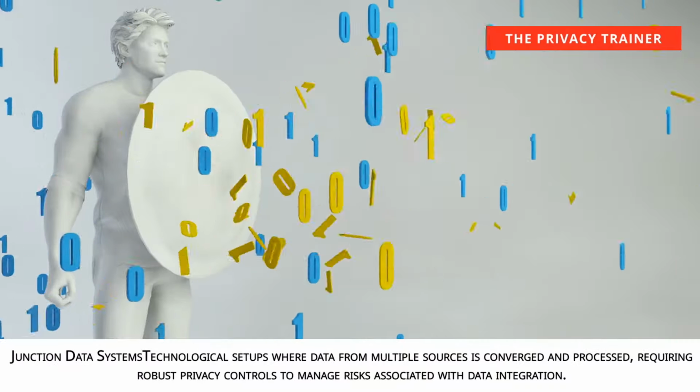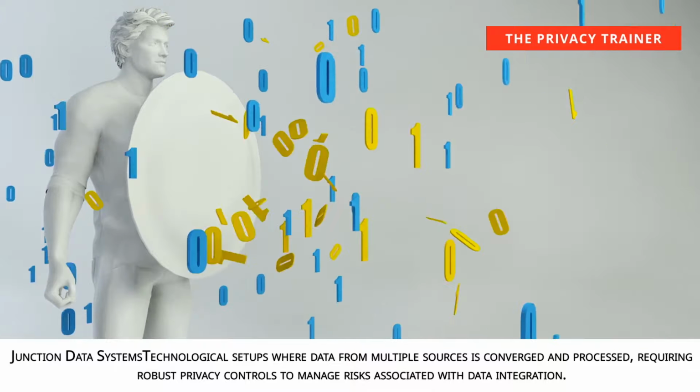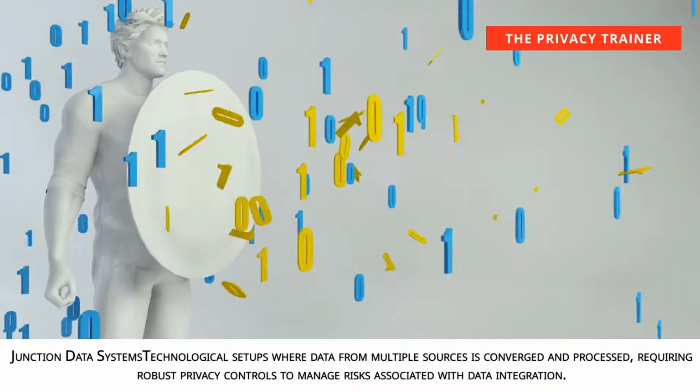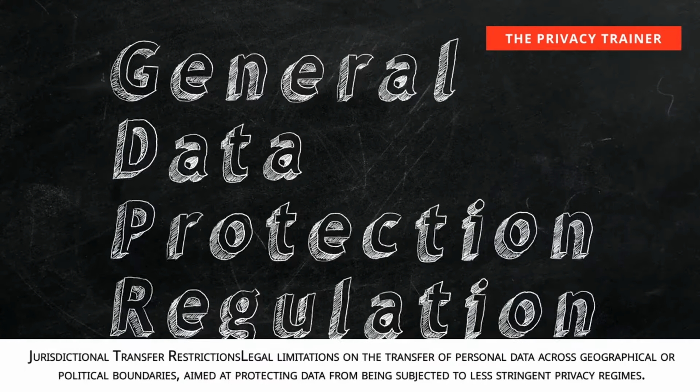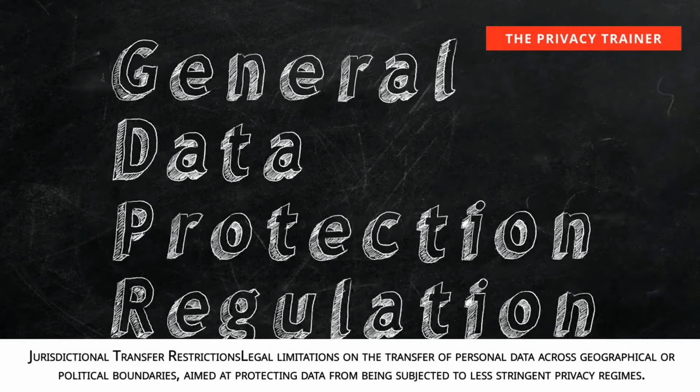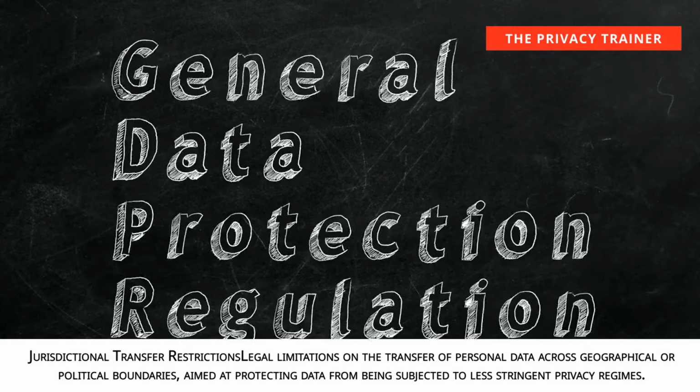Junction data systems, technological setups where data from multiple sources is converged and processed, requiring robust privacy controls to manage risks associated with data integration. Jurisdictional transfer restrictions, legal limitations on the transfer of personal data across geographical or political boundaries, aimed at protecting data from being subjected to less stringent privacy regimes.